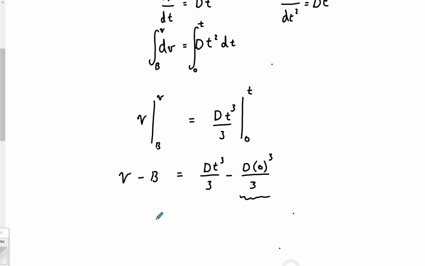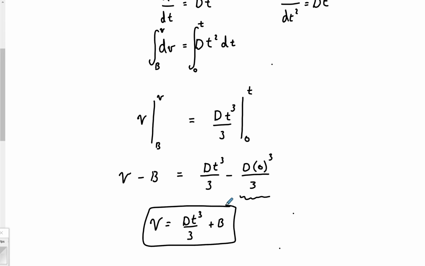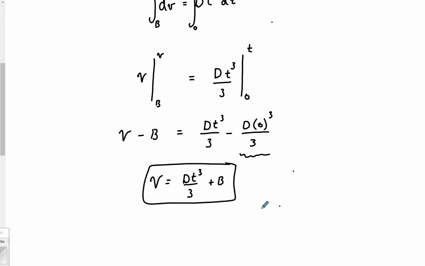So we know that velocity is equal to what? dt cubed over 3. Add b to both sides. So bam. So there is our equation for velocity.